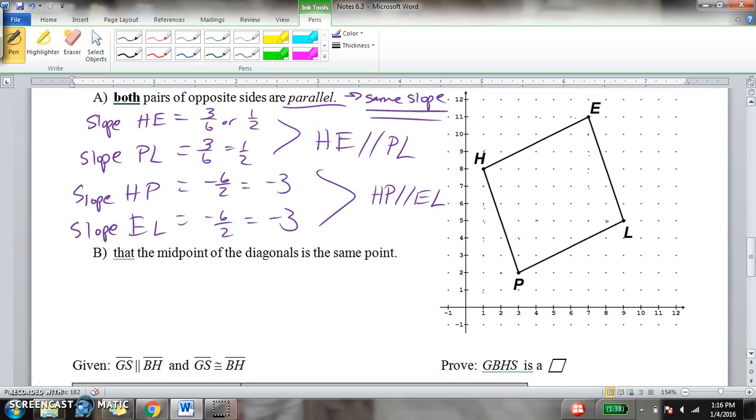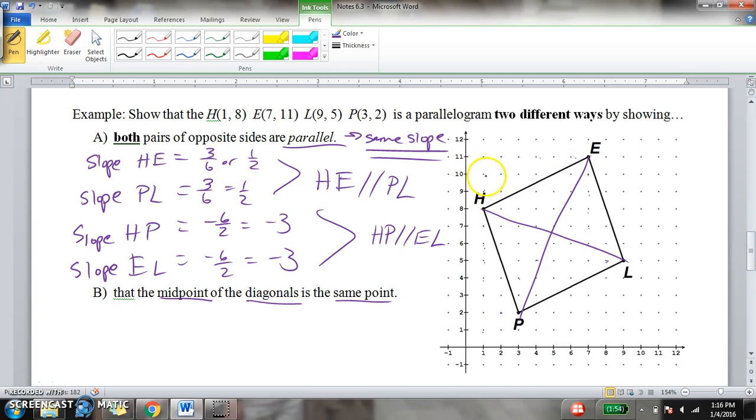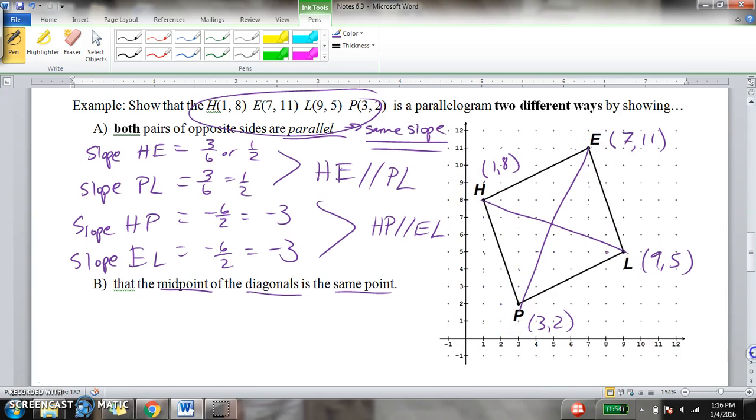The next way we can prove is to show that the midpoint of diagonals is the same point, because if the two diagonals bisect each other, then their midpoint is the same point. So if we roughly draw those in, we can find the midpoint of each using the coordinates. H is 1, 8. E is 7, 11, L is 9, 5, P is 3, 2. So I want to find the midpoint of H and L and the midpoint of E and P. We can just use the midpoint formula for that.